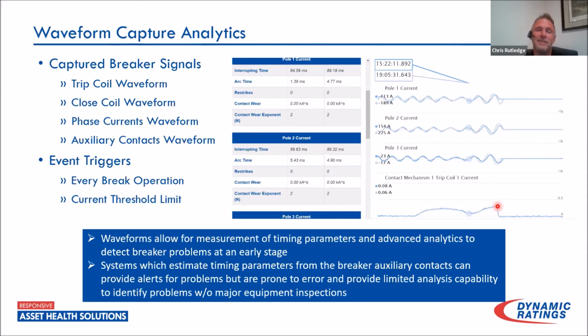But as I said, these events are triggered on energization of the trip coil, energization of the close coils, and when phase currents exceed the rated value. And then we also capture auxiliary contacts. We really try to stay away from using auxiliary contacts for any type of timing, except where it's absolutely necessary, as they do stick and develop slack in these mechanisms.